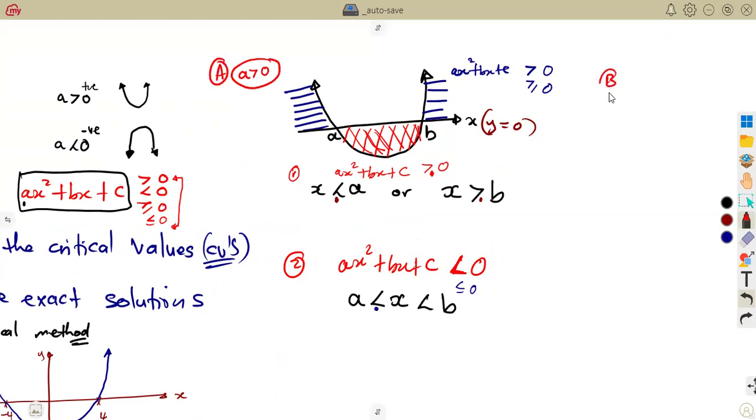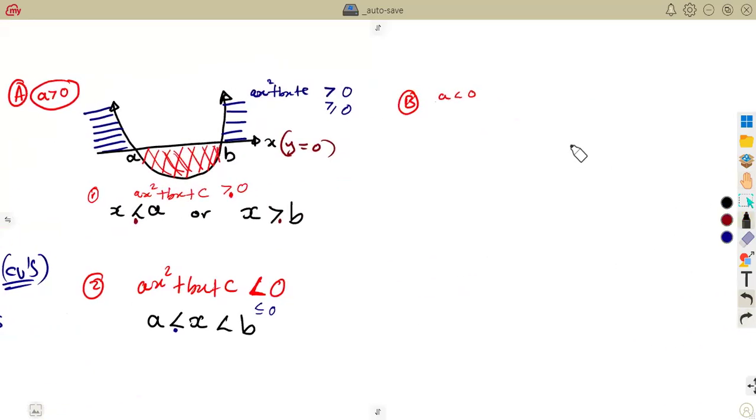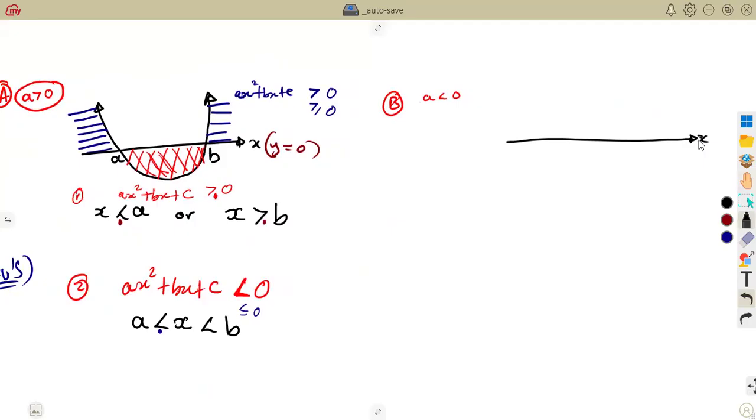So let's have the last one, where our A is less than 0. We saw that it's negative and it's going to have a shape like that. Let's see how it is going to be in terms of your solutions. It's just going to help you answer any question that you are given. So this time our function is going to be presented this way. That is how our function is going to be.